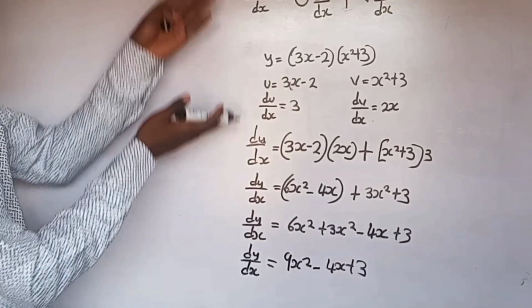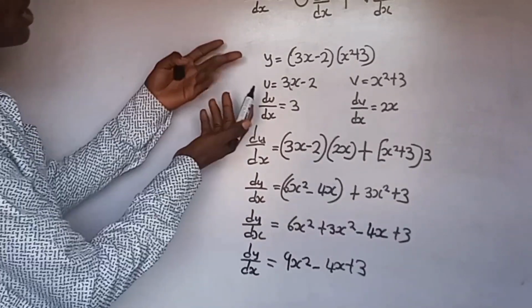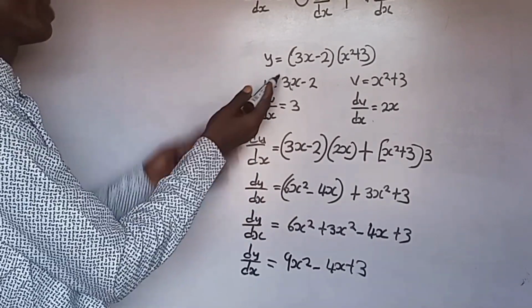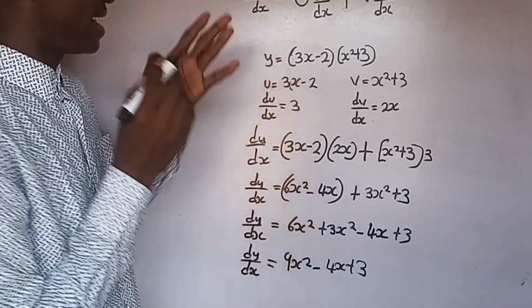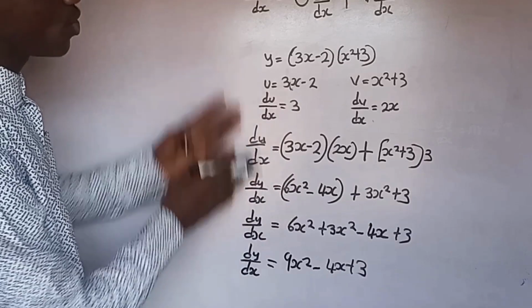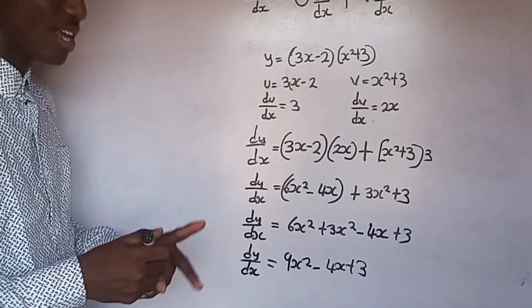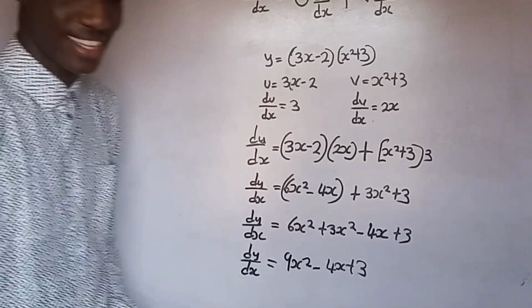You can see that I've already found the differential form of y equals 3x minus 2 into bracket x squared plus 3 using the product rule. That is how we go about it. Now let us proceed to the next question.